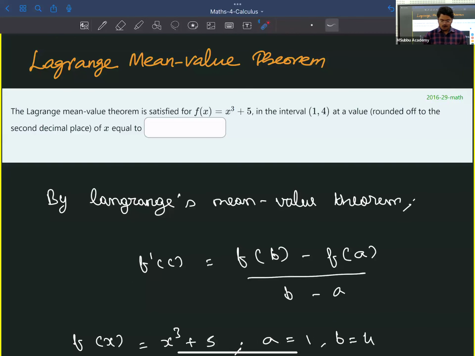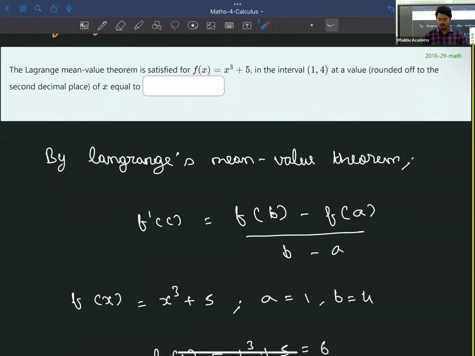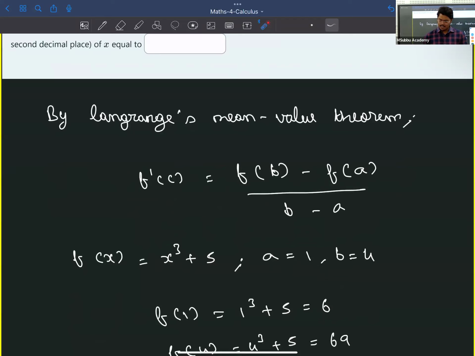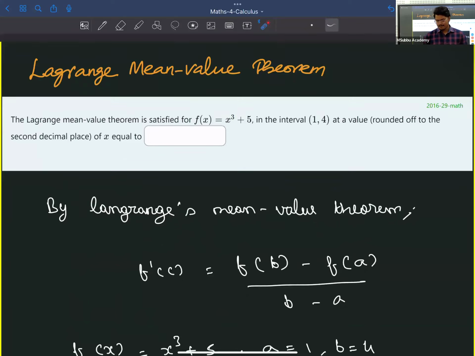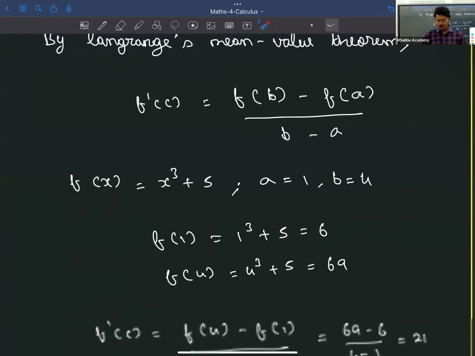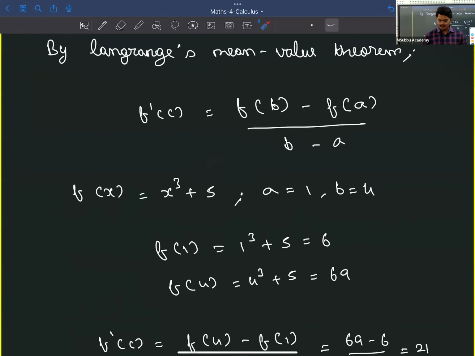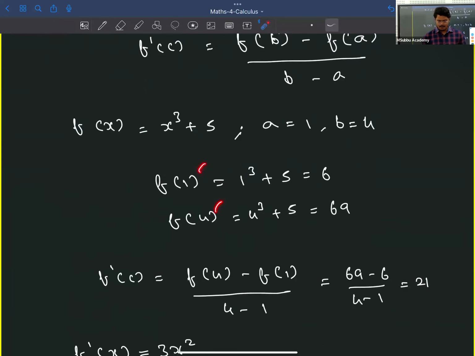So how to start this problem is Lagrange's mean value theorem's formula. From Lagrange's mean value theorem, f dash of x is nothing but f of b minus f of a by b minus a. B and a are the intervals given here. Now f of x is equal to x cube plus 5. So a is equal to 1, b is equal to 4. Just substitute and find f of 1, f of 4. So you'll get 6 and 69.